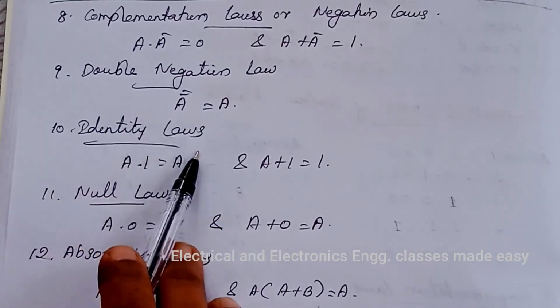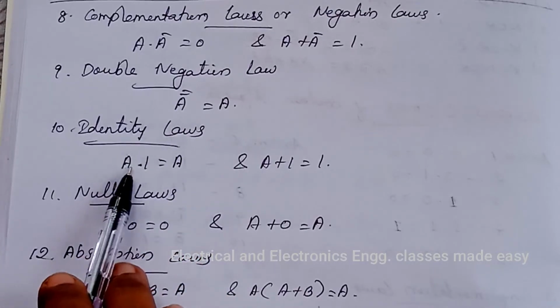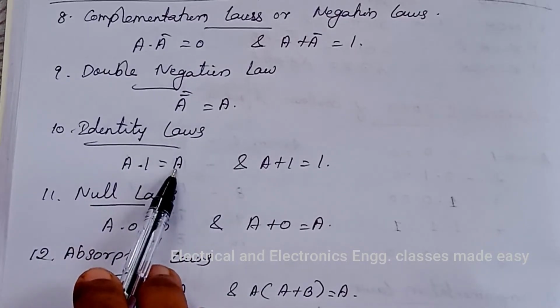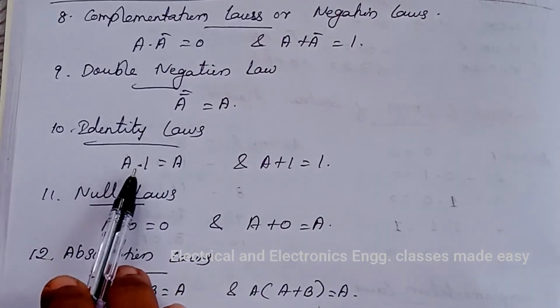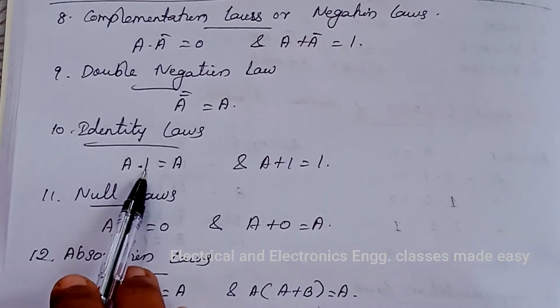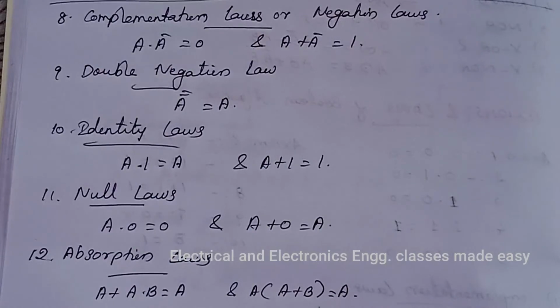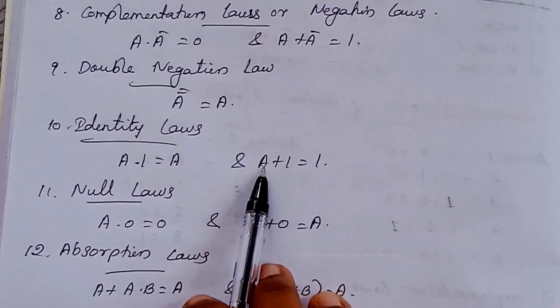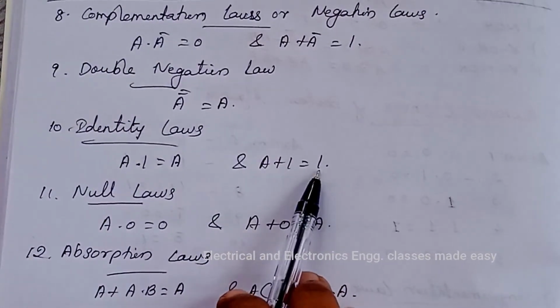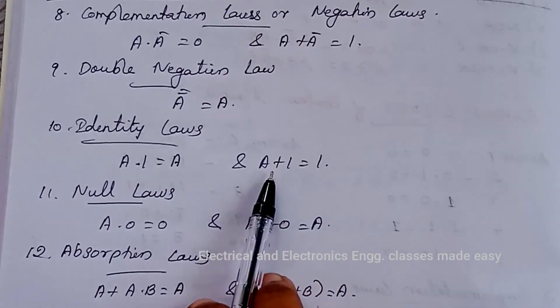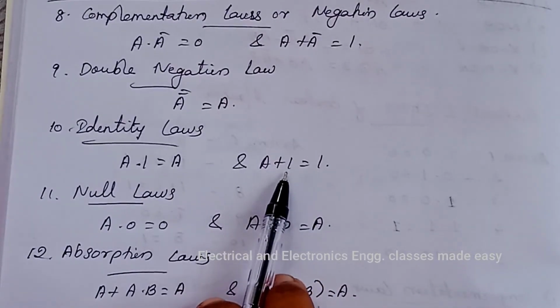Next is identity laws. That is A dot 1 equal to A. That is a variable ANDed with 1 is equal to the variable itself. And A plus 1 is equal to 1. That is a variable ORed with 1 is equal to 1.